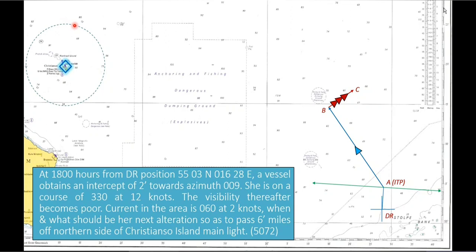Now I can draw my parallel line. I'll pick up my parallel ruler, align it with my initial position line in this particular direction, and transfer the parallel ruler so as to draw a tangent to my safe distance circle. So a line parallel to the initial PL and tangential to the safe distance circle.